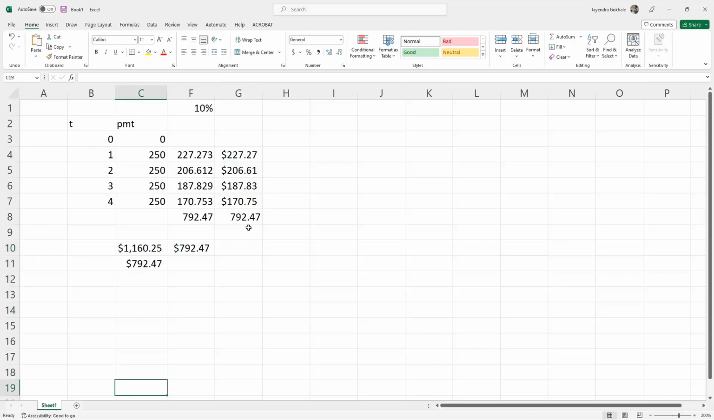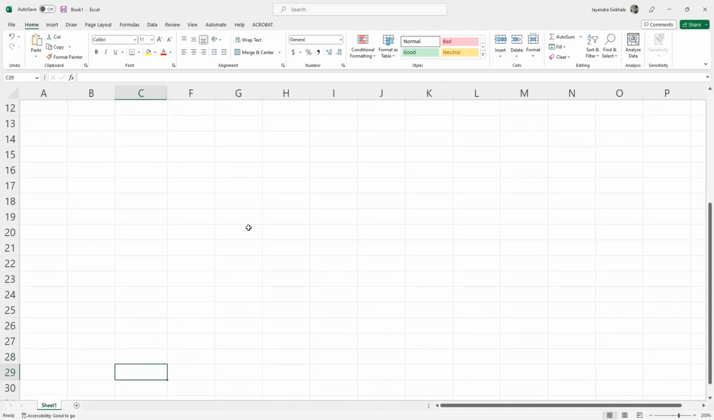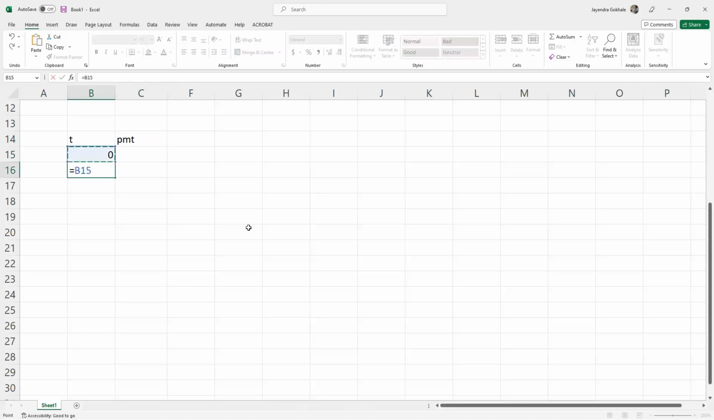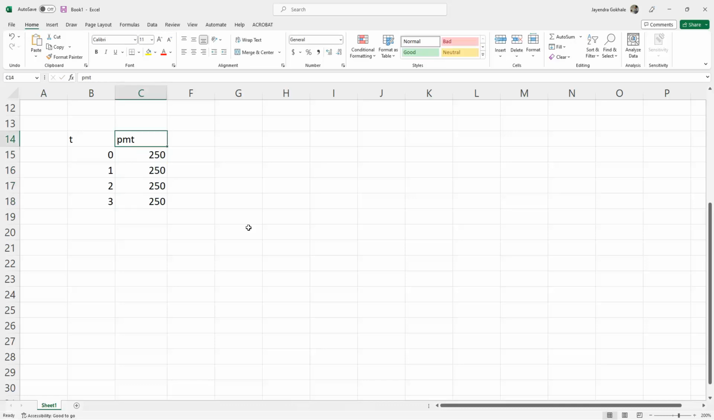So let's do that in here. I'm just going to remove this really quick so that we don't clutter our heads. So t and the payments. Remember, it's annuity due, so t equals 0, 1, 2: beginning of first year, beginning of second year, beginning of third year, and beginning of fourth year. The payments are each 250. So 250, 250, 250.